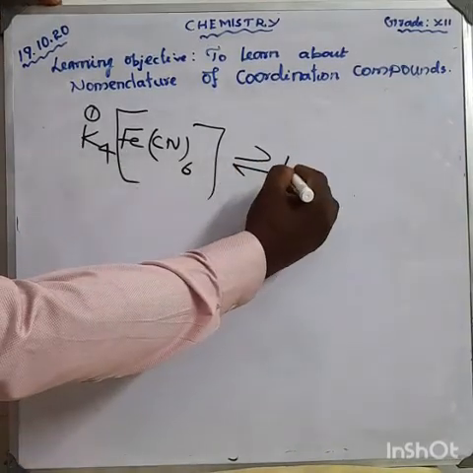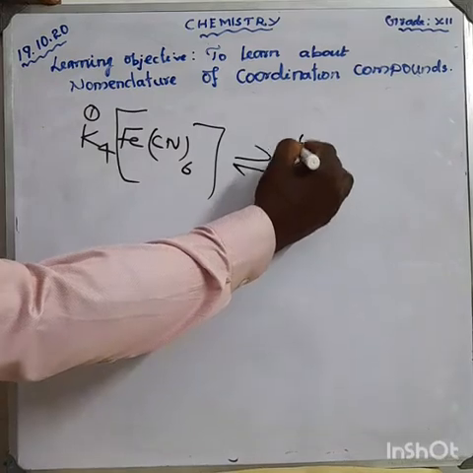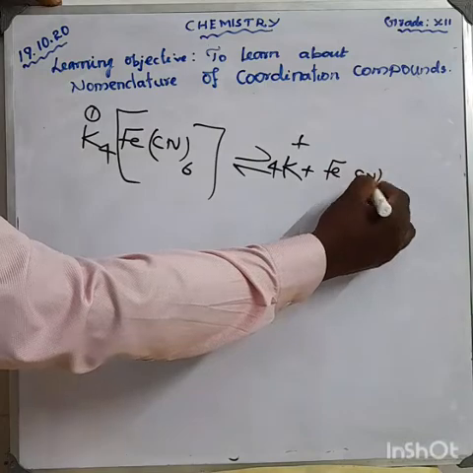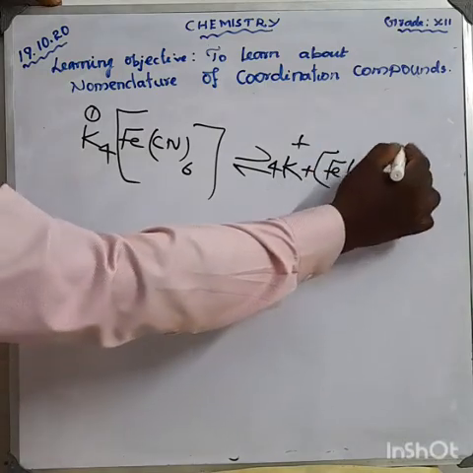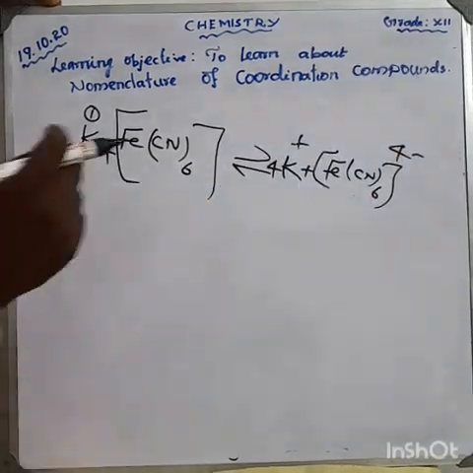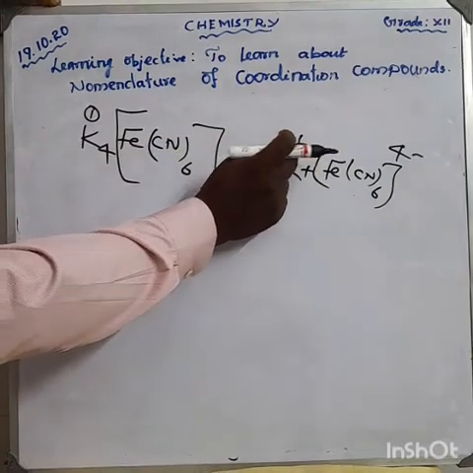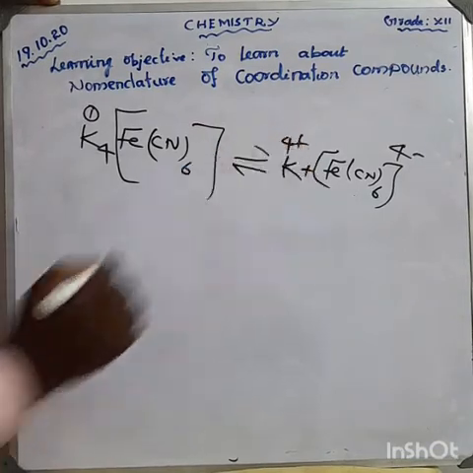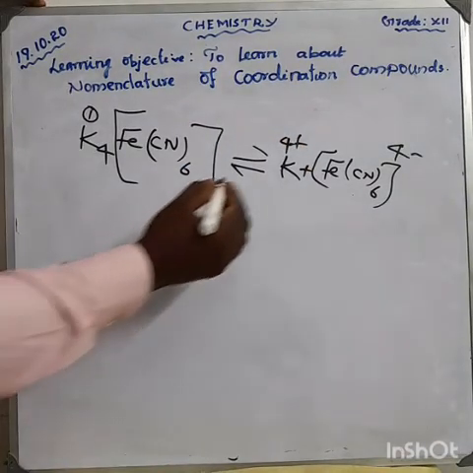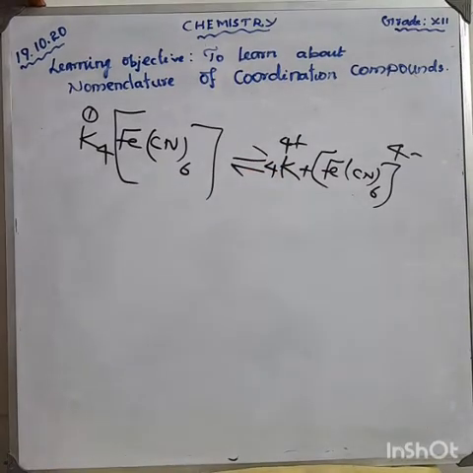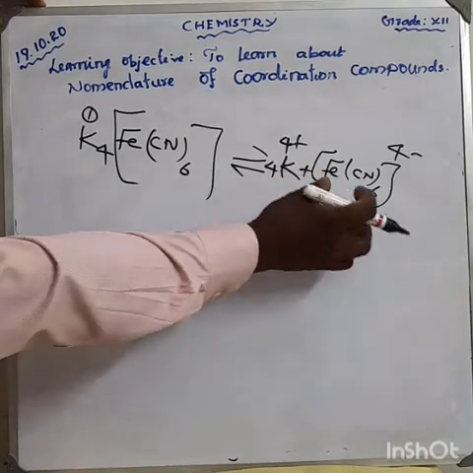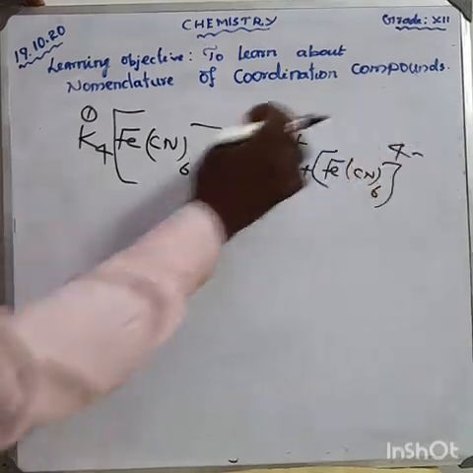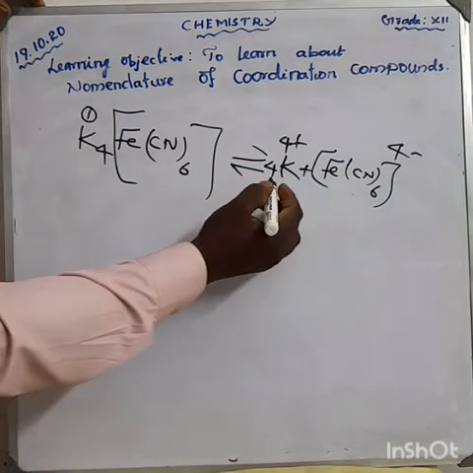That means this gives the simple cation, 4K+, and Fe(CN)6 4-. Previously I told you how you get this plus and how you get this minus. 4 minus, okay, 4 plus. Okay, no problem. Potassium plus. This is one of the coordination units. First, start with potassium.